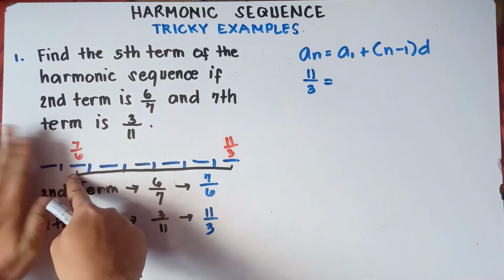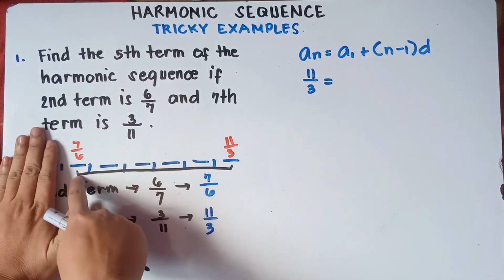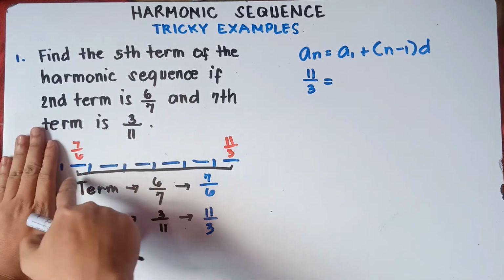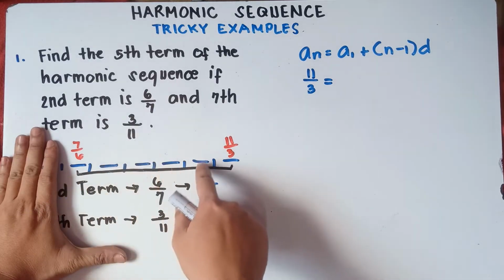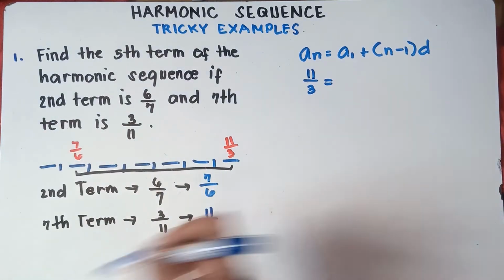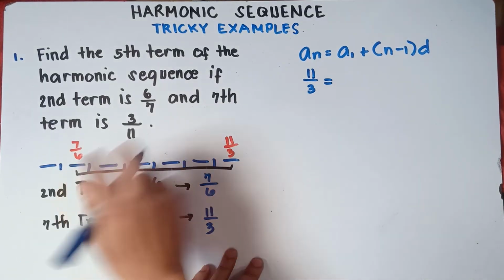First term, okay, you ignore this first term, and you make this second term to be your first term. So this is the first term, and this will be the last term. So just count the number of terms: 1, 2, 3, 4, 5, 6. Alright, so we adjust. Our first term now will be 7 over 6.